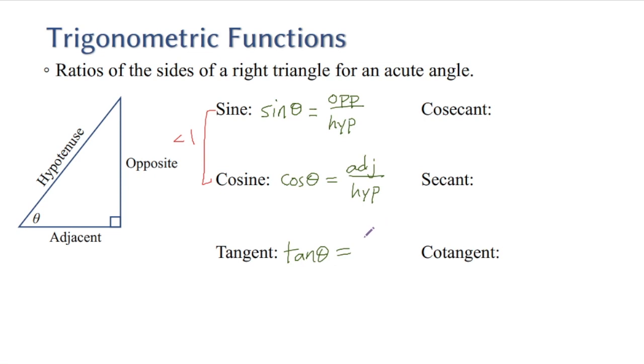Now for our last one, tangent, the abbreviation is tan of our angle. And the ratio for tangent is the side opposite divided by the adjacent side. This is the only trig function that does not involve the hypotenuse. So it's going to be opposite over adjacent.